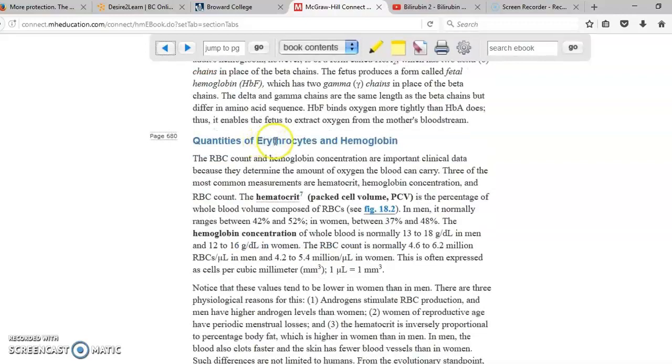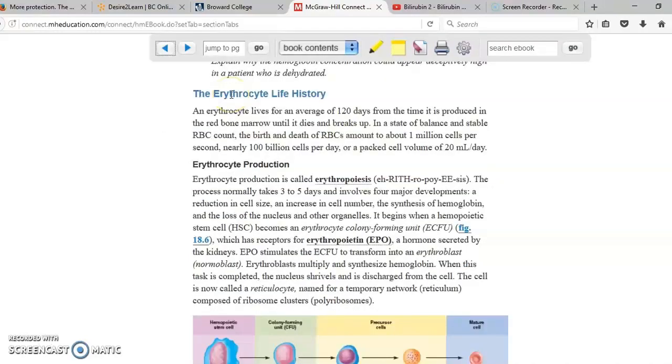It says in here quantities of erythropoietin and hemoglobin. What is the concentration of hemoglobin? Approximately 12 to 16 grams per deciliter. The lower value usually belongs to females, the higher value belongs to males. The erythrocyte life history is basically where it's created, for how long it's going to live, and where it dies.